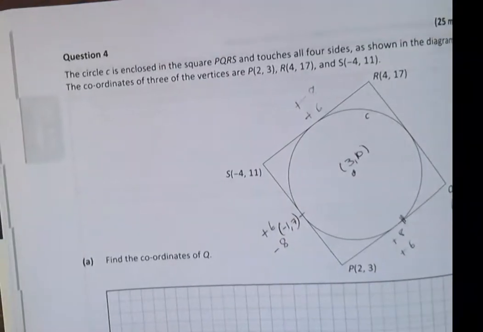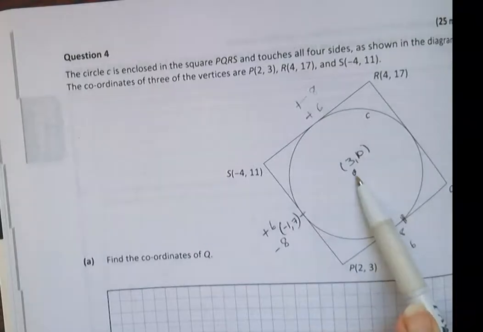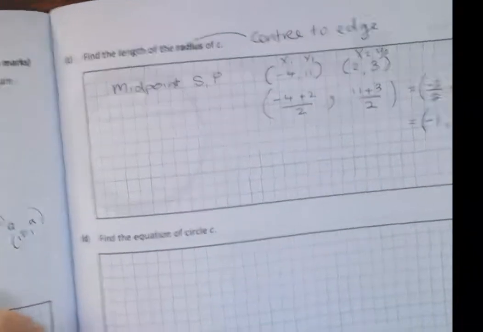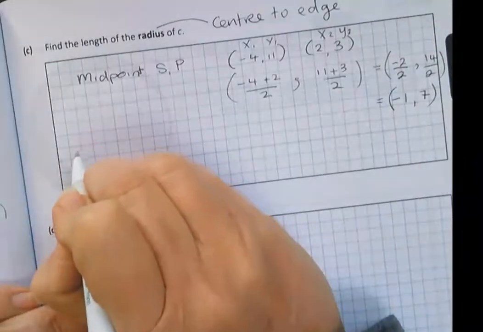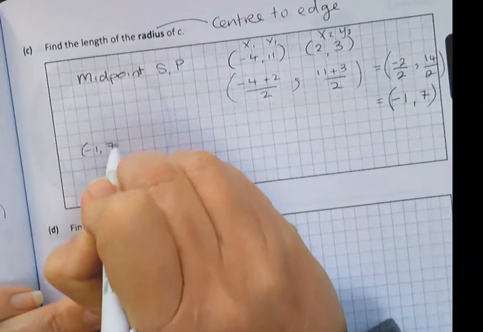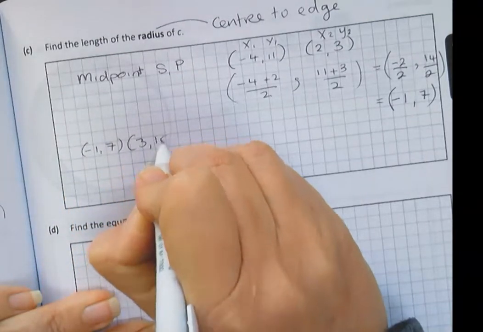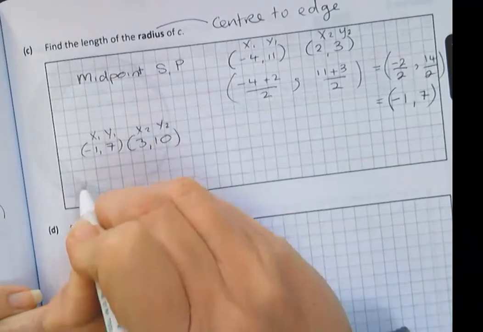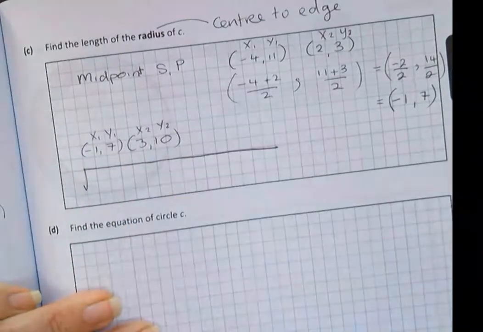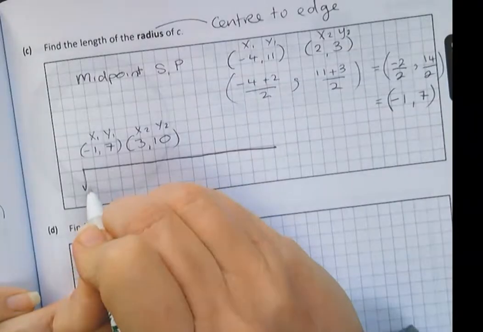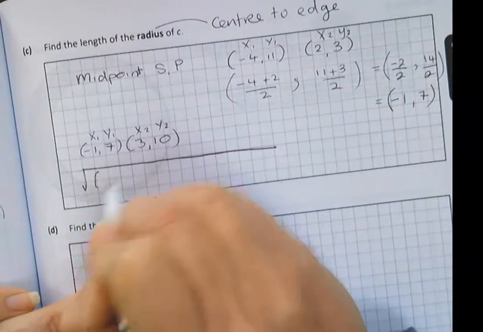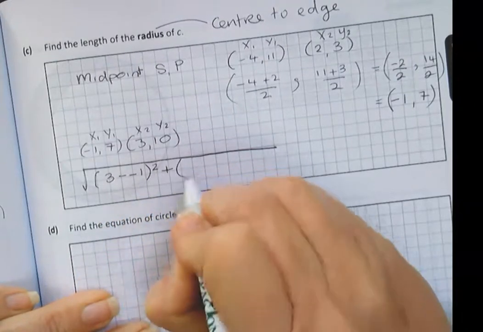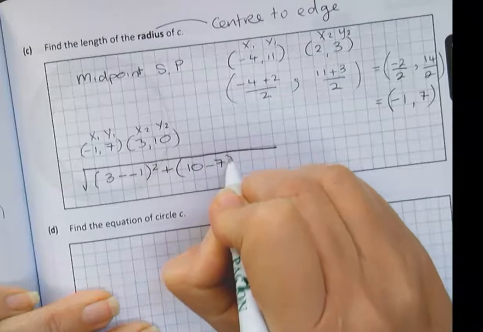So if I want to get the length of the radius, I'm going to get the distance from this point to this point. So I'm going to get the distance between (-1, 7) and (3, 10). So let's go back over here. My points are (-1, 7) and (3, 10), and I want to get the distance. So again, x1, y1, x2, y2. Plug them into your distance formula, which is on page 18. So you're going to go square root of x2, which is 3, minus -1, squared, plus y2, which is 10 minus 7, squared.